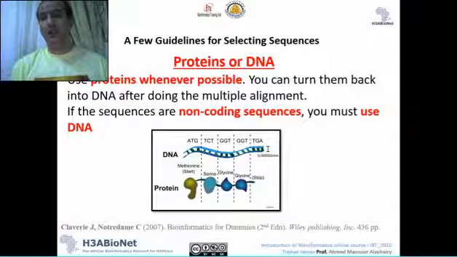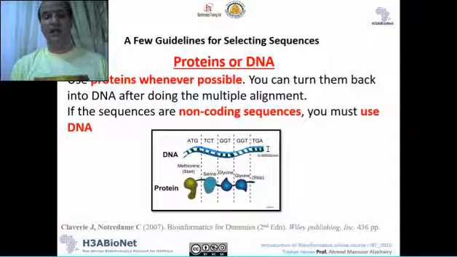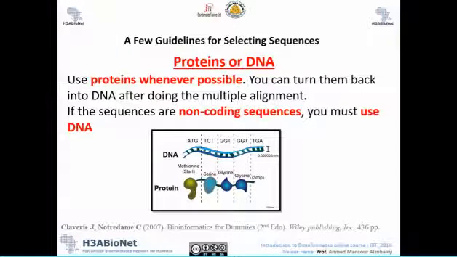First of all, what are you looking for? Are you looking for DNA or protein? Most bioinformaticians prefer protein, so try to pick it whenever it's possible, and you can turn them back into DNA later on. But if you are looking for non-coding sequences, for example, parts of the genome that are not translated to a protein, in this case, you can use DNA.